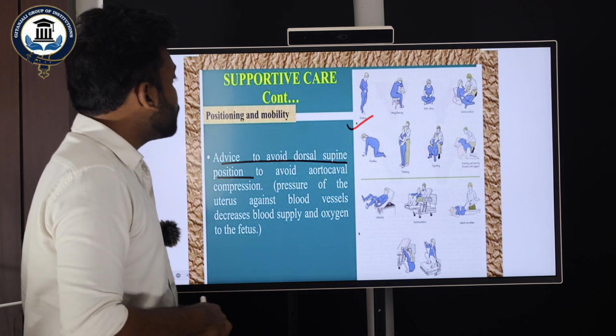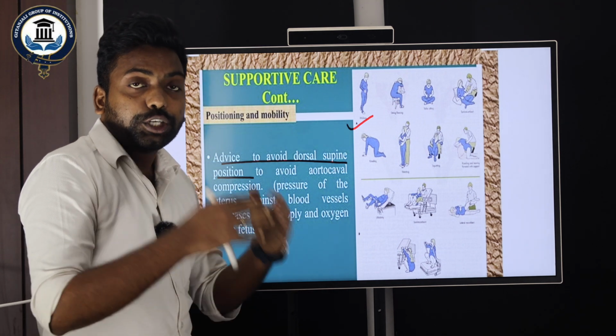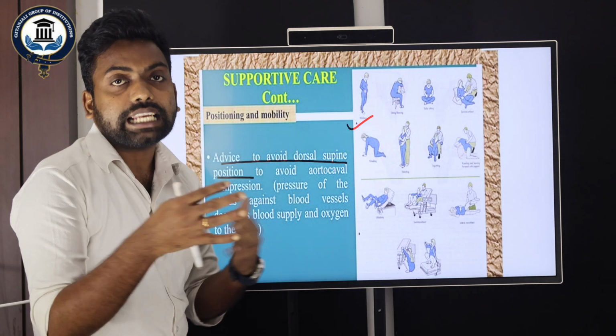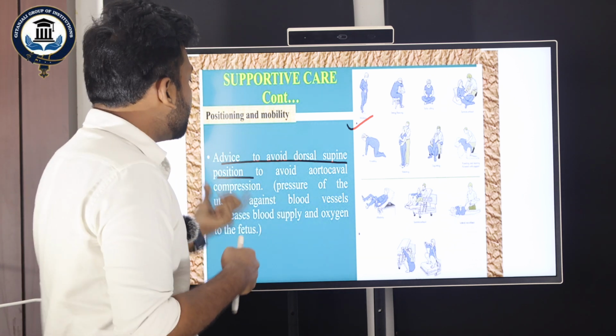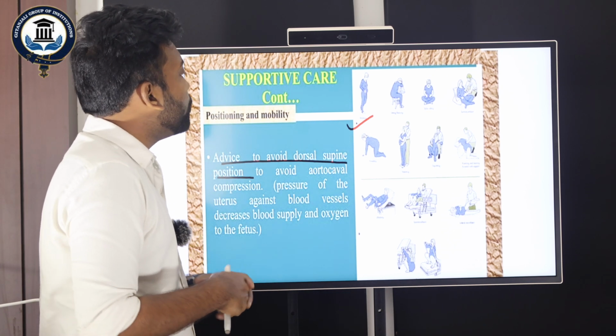And the next one is positioning and mobility. In order to maintain good contraction and relaxation of the uterine muscle, we must ensure good positioning and mobility of the mother.